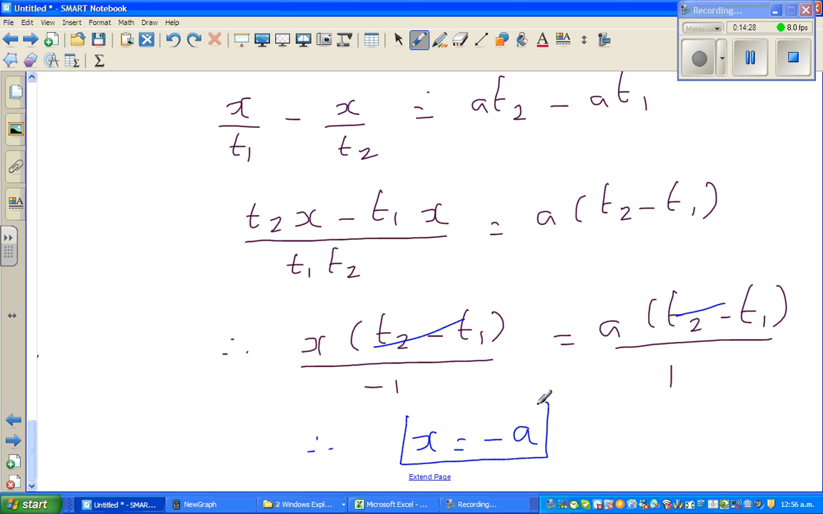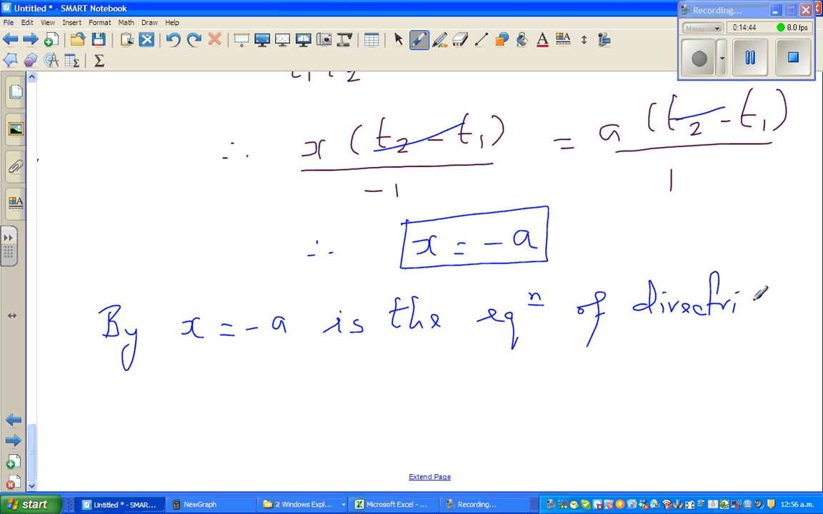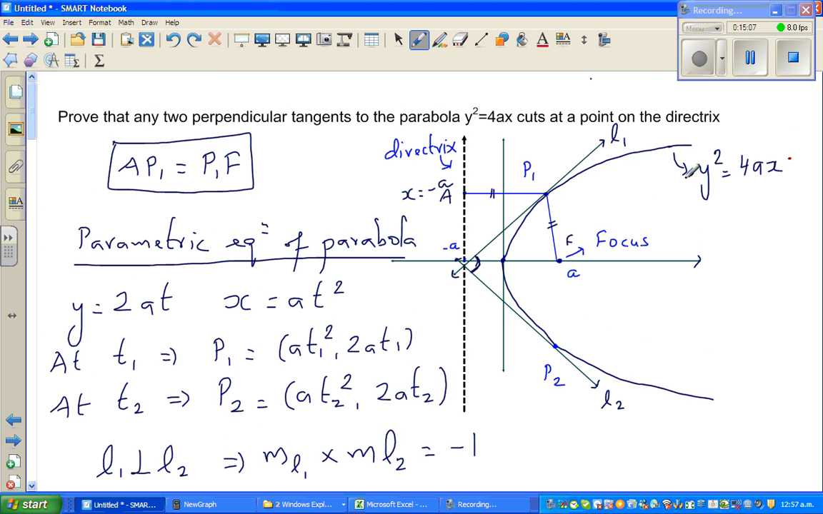But what is x is equal to -a? That's nothing but the equation of the directrix. x is equal to -a is the equation of the directrix. Therefore, we can say L1 intersects L2 at x is equal to negative a. And that's what we want to prove, that they are intersecting on the directrix.